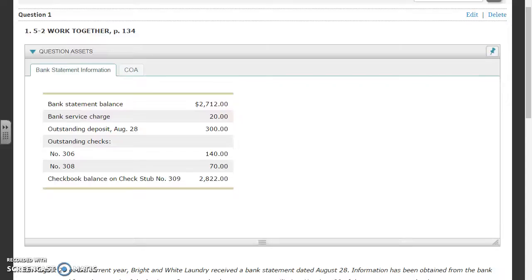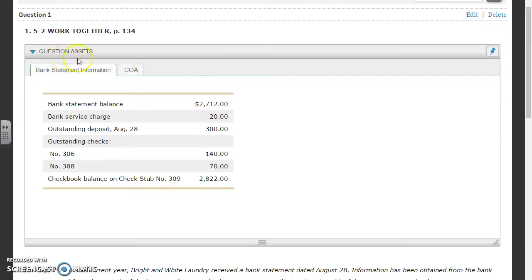Hi everybody, we're here today for 5-2 Work Together. A couple things that we're going to accomplish in this lesson. We are going to put together a bank reconciliation statement. We are also going to put a service charge onto a check stub. And then we will lastly journalize our service charge. So we have a few tasks to complete. Let's go ahead and get started first with the bank statement reconciliation.